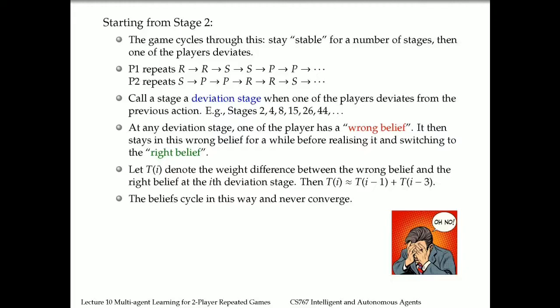So this is a result of fictitious self-play. We call a stage a deviation stage when one of the players deviates from the previous action, and the stages that I illustrated in the table, 2, 4, 8, 15, 26, 44, were deviation stages. At any deviation stage, one of the players has a wrong belief. It then stays in this wrong belief for a while before realizing it and switching to the right belief. Because it's so wrong, it would stay that way for a period of time until it realizes what the right belief is.